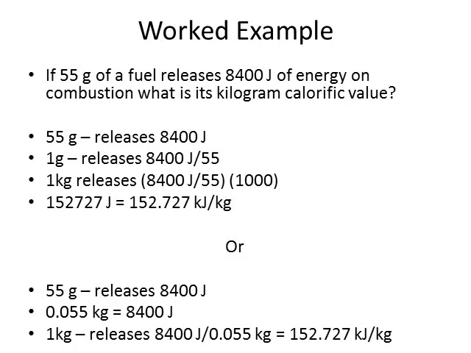Let's have a look at a worked example. If 55 grams of a fuel releases 8,400 joules of energy on combustion, what is its kilogram calorific value? So we know that 55 grams releases 8,400 joules. So let's find out what 1 gram releases, and we do this by dividing our energy, which was 8,400 joules, by 55. That brings it to 1 gram. And then to bring it to the kilogram scale, we just simply multiply that value by 1,000. And the answer we get is 152,727 joules.